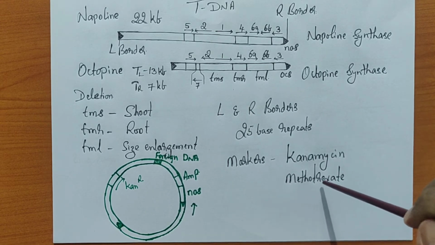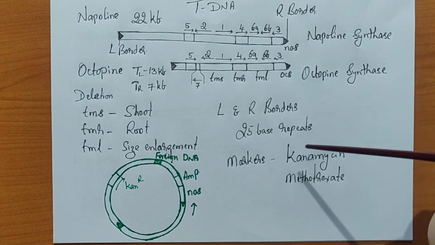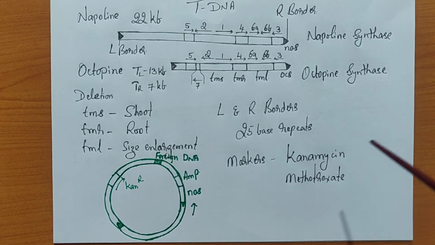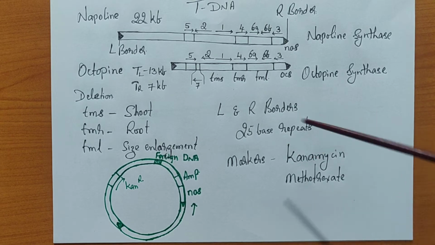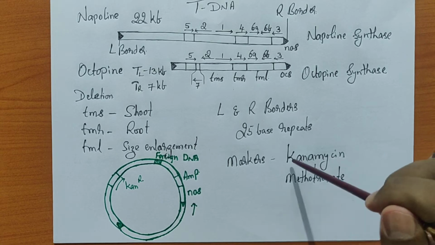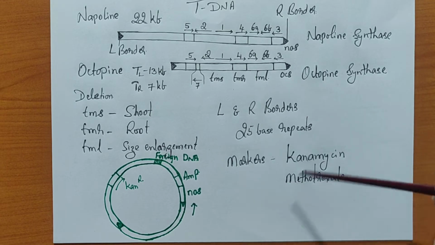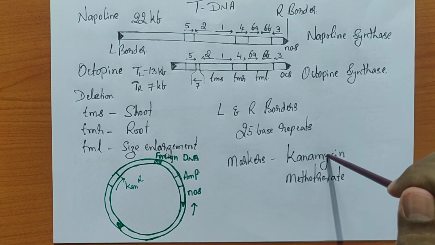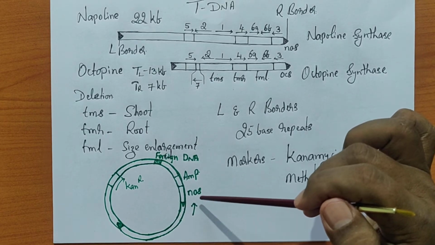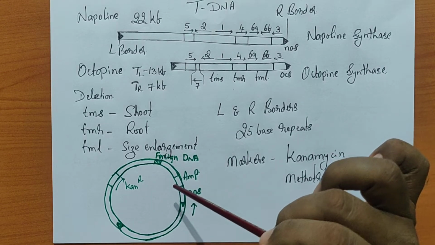another drug, methotrexate. So if you take the plant cell or a tumor cell or a callus, and to this callus, to the medium, if you add kanamycin, the cells die, or if you add methotrexate, the cells die. So the plant cells are highly sensitive to two compounds, kanamycin and methotrexate. But we also have a kanamycin resistant gene and also a methotrexate resistant gene. So apart from NOS, we also introduced some of these resistant genes in the plant vector.